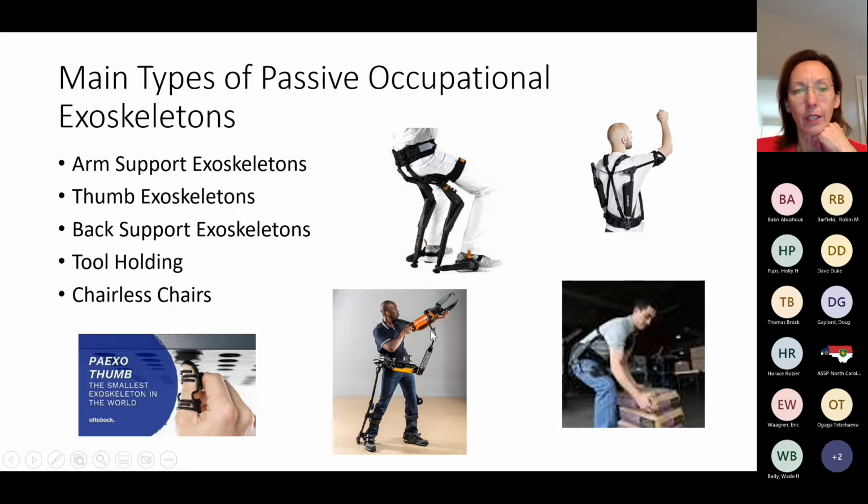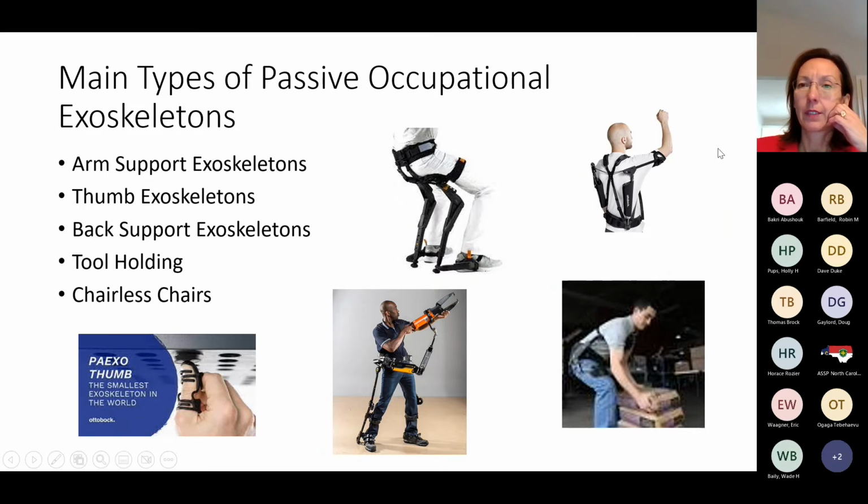This is a tool holding Fortis, it's called a Fortis. This is again, another PayExo. There's a lot of different brands. Actually, if you're interested in this, the best place to go to is a website called exoskeletonreport.com, and they just have all the different brands in there and articles.